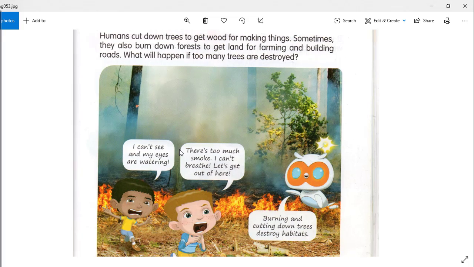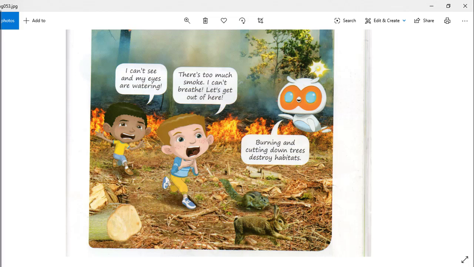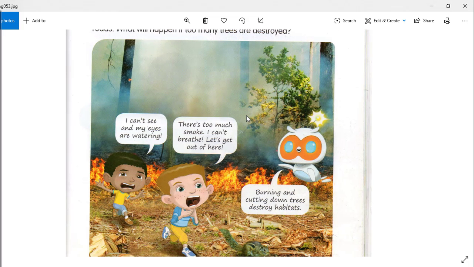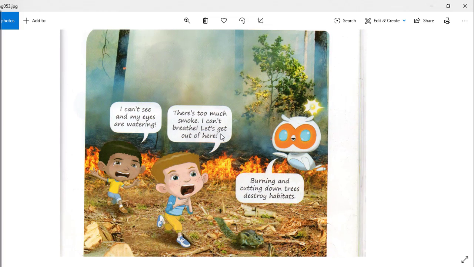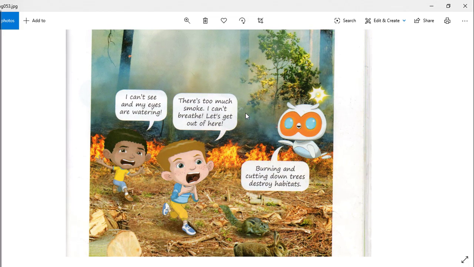It not only gives air pollution, it also has bad impacts, such as killing the animals inside the forest, such as the squirrel, the rabbit, or even other animals that live in the forest. The forest is the environment where living things live. It also kills the plants for sure because it burns the plants. And for humans, burning and cutting down trees destroys habitats. You can see this from this picture.